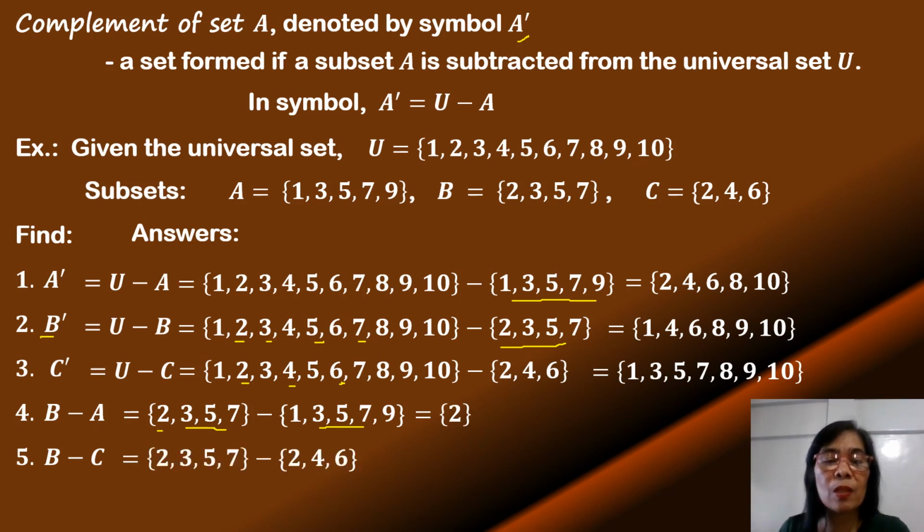B minus C, so this set B and C is 2, 4, 6. Subtract from set B those elements which are found in set C. And that includes only element 2. So the difference will be the set containing the elements 3, 5, and 7.